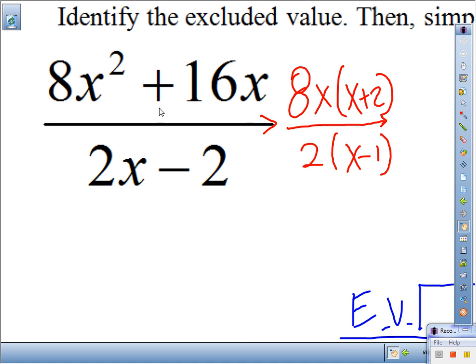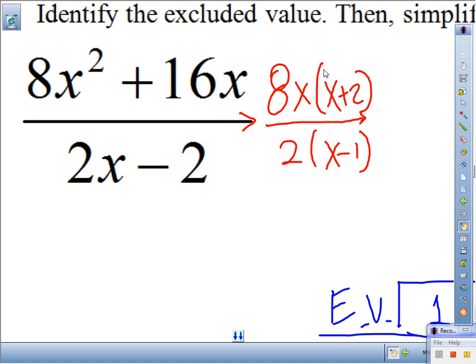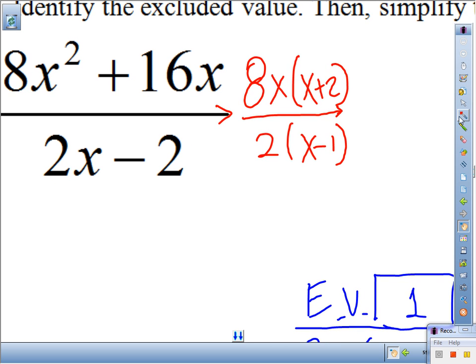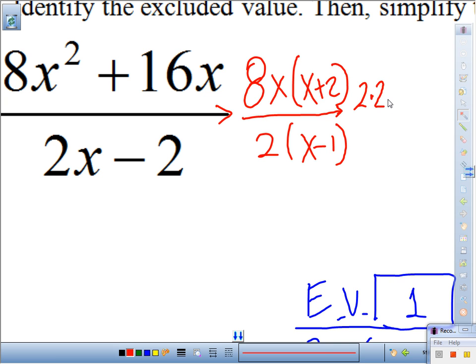Here it goes. What's the GCF for the numerator? 8x. We're left with x plus 2. What's the GCF for the denominator? 2, and x minus 1. However, can we rewrite 8 into more factors? Yeah, what are my prime factors? 2 times 2 times 2 times x plus 2 over 2 times x minus 1.